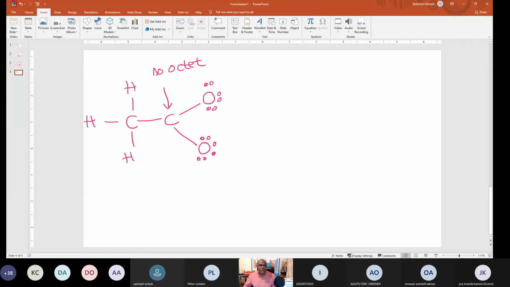So how can we fulfill the octet of this carbon? How can you have an octet of electrons on that carbon? Use a double bond. Form a double bond, isn't it? Yes. So how many oxygens do we have? 2. So let me call one of them oxygen A. The other one, oxygen B.